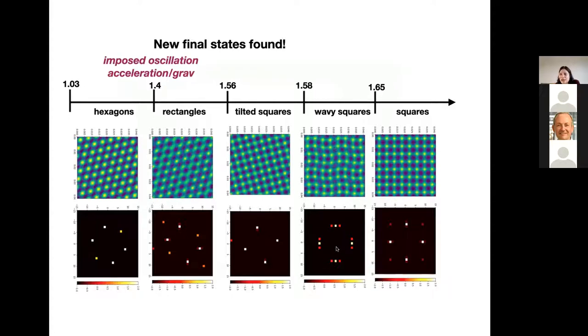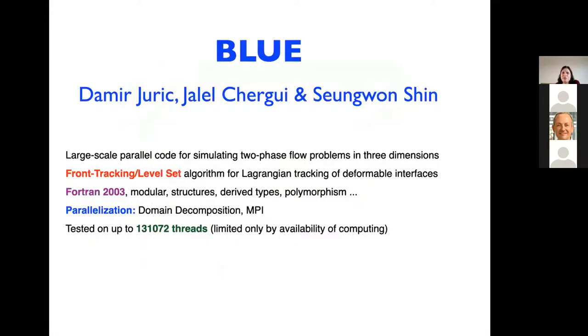The wavy squares look like this, where the square modes are here, and then the red is responsible for the modulation. These are the pure squares. So we found all these nice pictures, and we're looking forward to investigating it further.